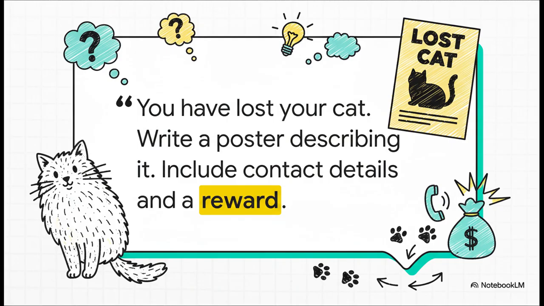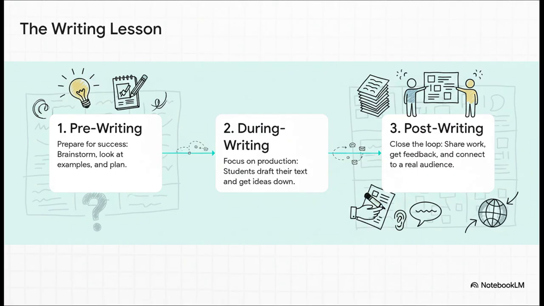Now, this isn't some abstract essay about your summer vacation, right? This is a problem that needs a solution. You have a very clear goal. Get my cat back. And to do that, you have to communicate very specific information to a very real audience. So the lesson itself breaks down into three simple phases. First up, pre-writing. This is where we set everyone up for success. We brainstorm words, look at other posters. Basically, we get rid of that scary blank page anxiety.